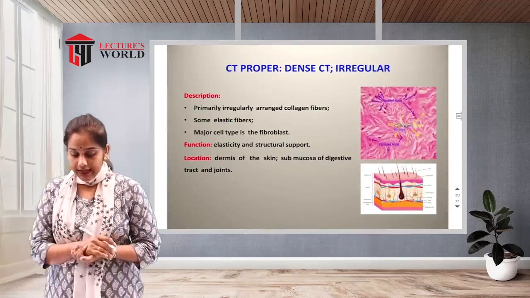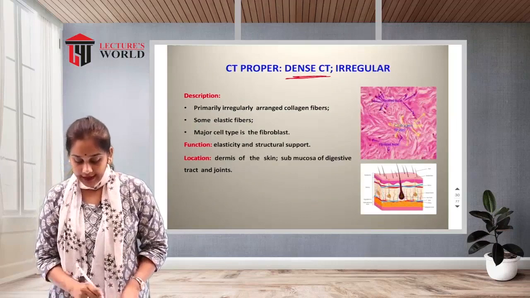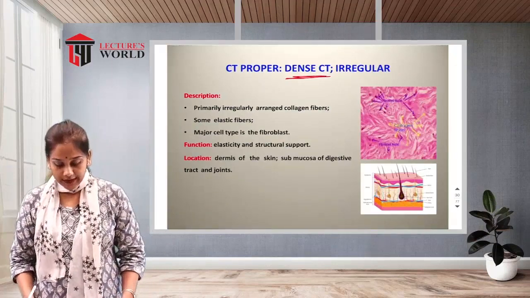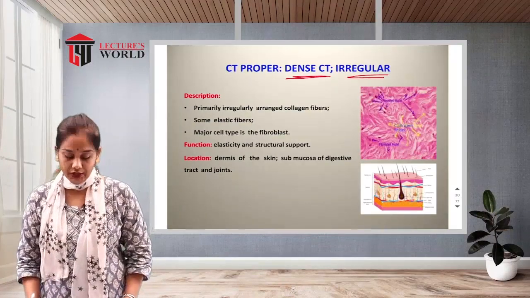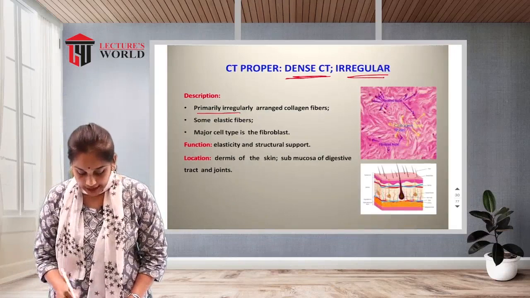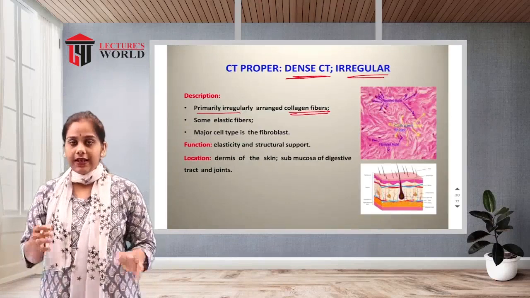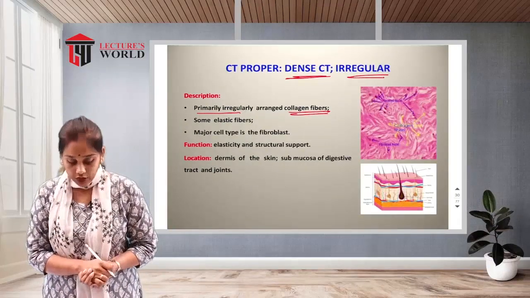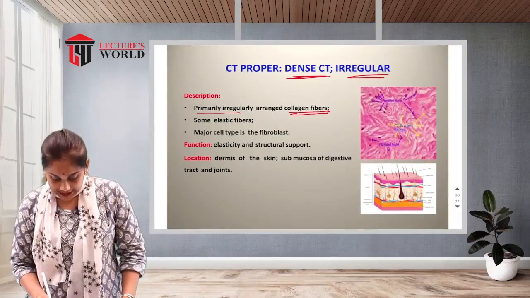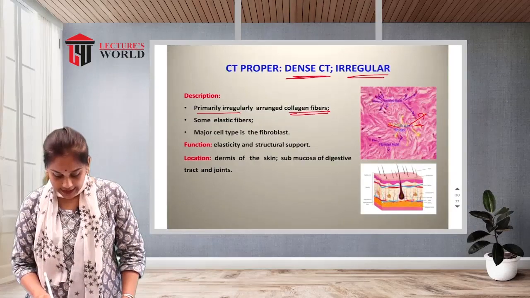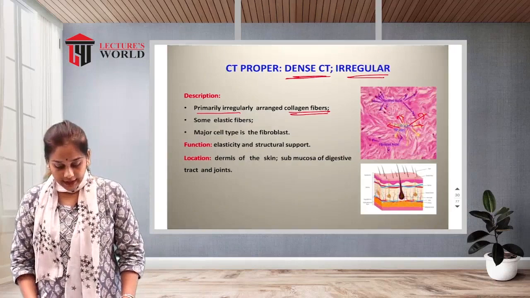The next type is irregular dense connective tissue proper. This is the second category in connective tissue proper, the dense connective tissue. In irregular dense connective tissue, it is primarily irregularly arranged collagen fibers. You can see the collagen fibers here, in an irregular arrangement in the dense connective tissue.